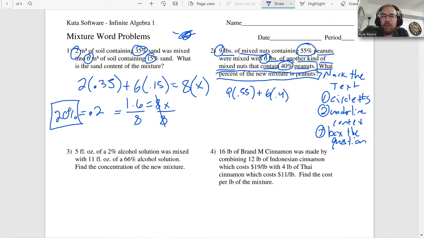You could put 0.40, but the zero is not really necessary. So 0.4 is fine. And then what percent of the new mixture is peanuts? Well, the amount of mixture is 15. The percent of peanuts, we don't know. That's X. All right, so notice we set it up exactly the same way. It's the amount times the percent plus the amount times the percent equals the mixture amount times the percent.